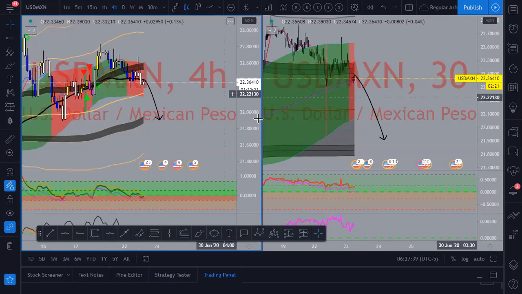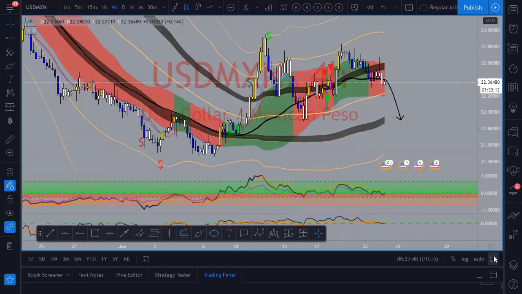Any questions on USD Mexican pesos? I like the pesos, yes.